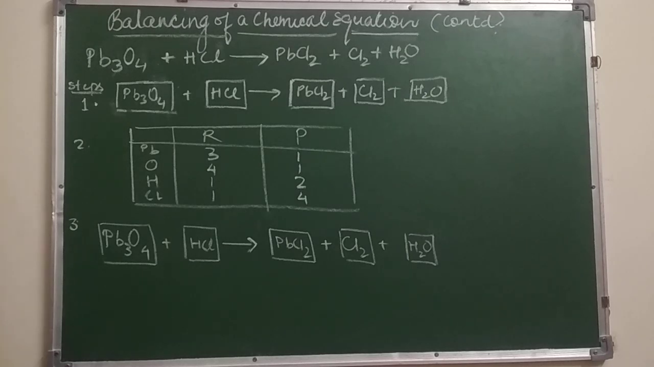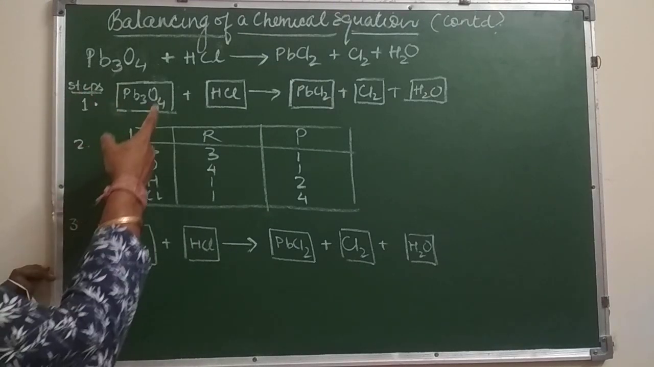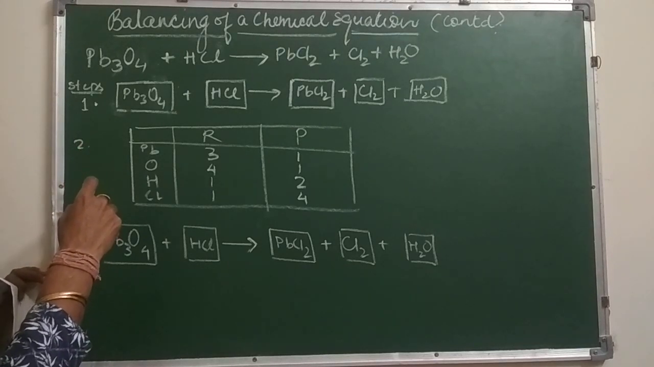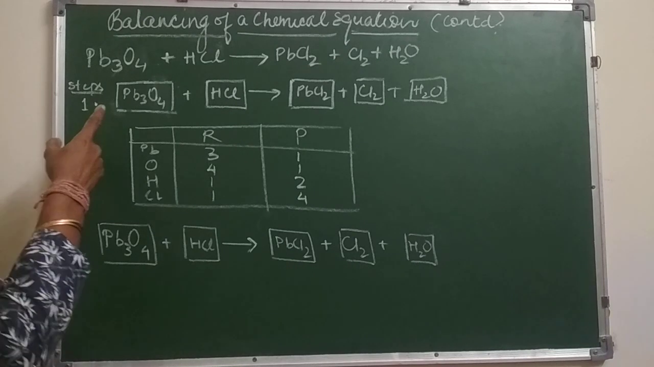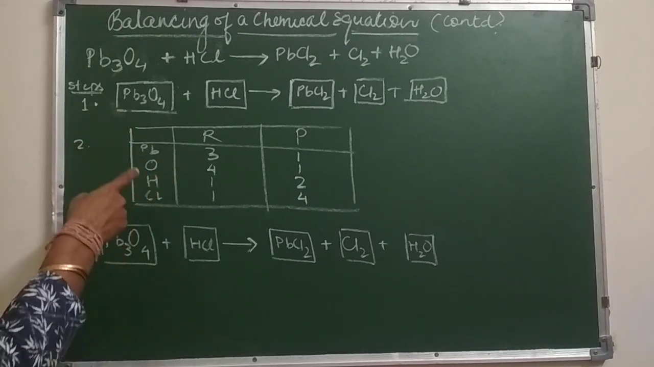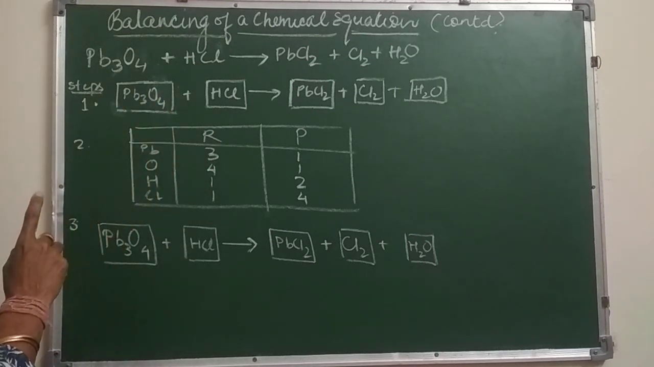Hello students, let us practice some more balancing of chemical equations. So the example which I have taken is lead oxide plus hydrochloric acid gives lead chloride, chlorine plus water. So the steps, first step is writing each of the reactants and products in the boxes, then enlisting the number of atoms of each element in the reaction, unbalanced equation.